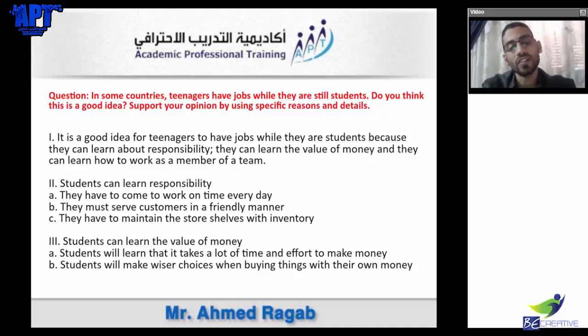Also, another thing, they might serve customers in a friendly manner and talk to them and smile to them in a good way. They have to maintain the shelves with inventory because that's the responsibility to sell some things, maybe if they work in a shop or something like that. So you need to have it full with things on the shelf. I think students learn the value of money because they will learn that it takes a lot of time and effort to make money. This is the thing that they actually should learn about their parents. Their parents worked hard to have that kind of money. Also, students will make wiser choices when they buy things because it's their own money and they did lots of effort. So it took lots of effort for them to buy these things, and also, sorry, to gain this money.